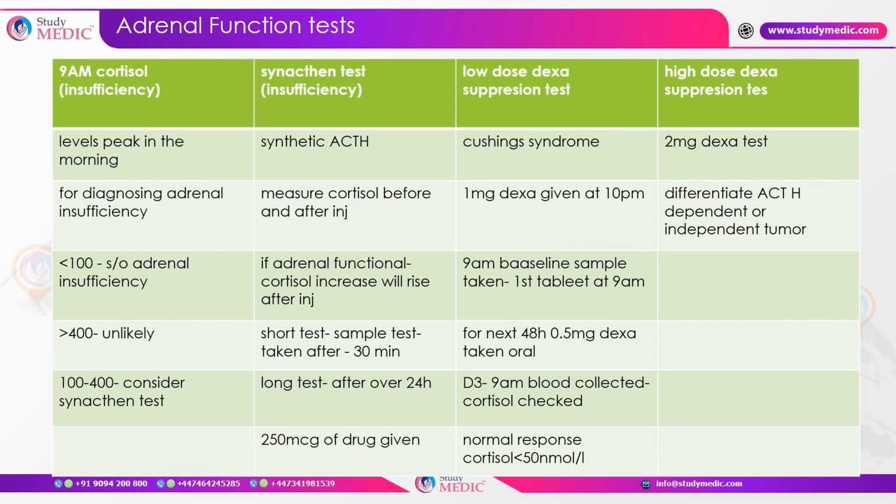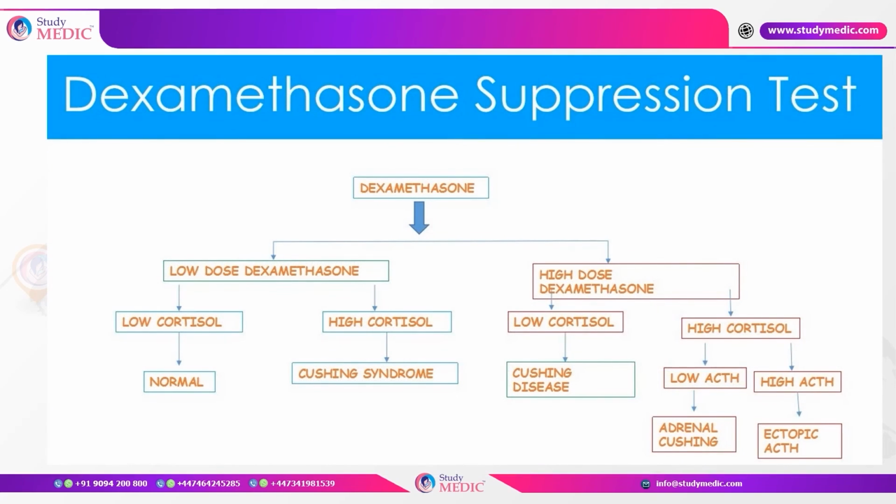That means you want to know whether it is Cushing's disease, which indicates that the disorder is central, or Cushing's syndrome, where it is a peripheral disorder. So high dose is done basically to localize the disease. Low dose is done for confirmation that the person has Cushing's syndrome.